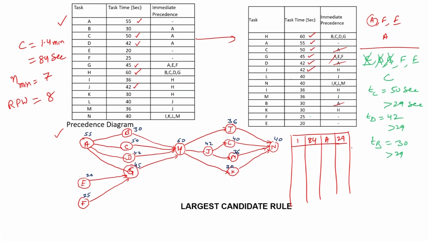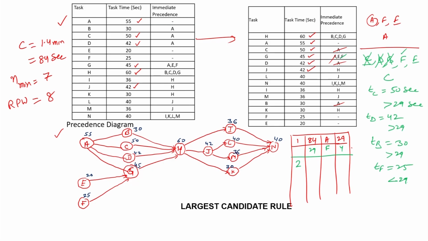Then we come to F. F has 25, which is less than 29. So, I will assign F here, and 29 minus 25 leaves 4. So, workstation number 1 is clear. Then I will open workstation number 2. Once F is assigned, I will delete F from this particular table. The procedure is the same as we did for the RPW technique, and in this way we can find out the efficiency, but you will find this method is less efficient as compared to the RPW technique.